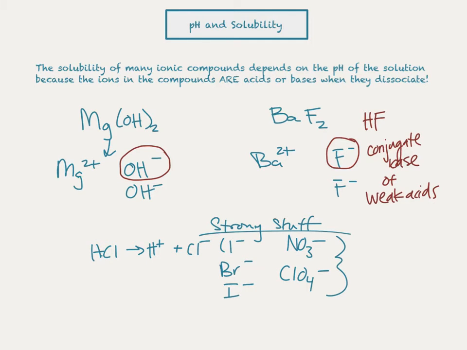Any of the other negative things you see, you really need to check with a table in your textbook. See if those ions are the conjugate bases of weak acids. Because if they are, changing the pH in the solution can greatly affect how these things dissolve.